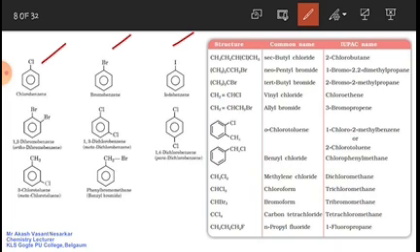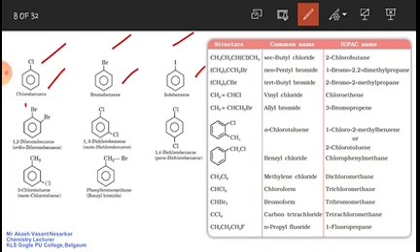The first one is what? Benzene ring. Chlorine attached to the benzene ring, so it is called chlorobenzene. Bromine attached to the benzene ring, bromobenzene. Iodine attached to the benzene ring, iodobenzene. Now 2 halo groups attached to the benzene ring.